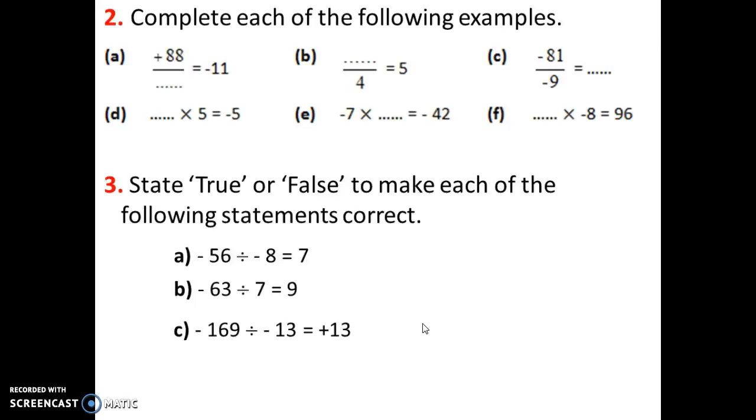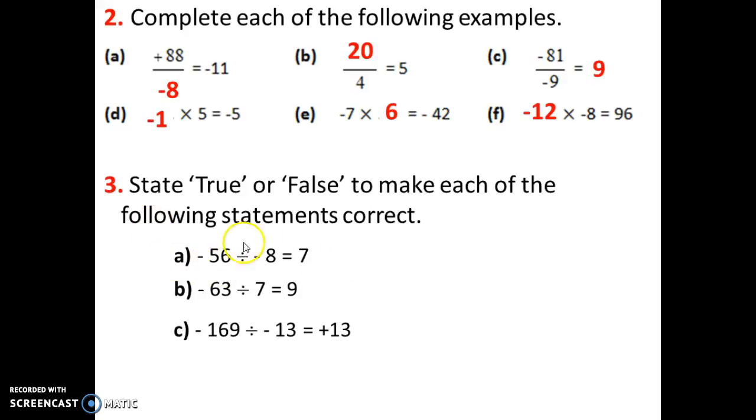You can pause the clip and try these ones and then check your answers. So here we'll have to divide by minus 8 to get that answer. Just plain 20. Minus 81 divided by minus 9 gives us a positive 9. Part D has to be minus 1 times the 5 to get minus 5. Here, the negative answer tells us we need to multiply by positive, and we need the number 6. And here, we'll need another negative so that they multiply to give a positive, so minus 12.